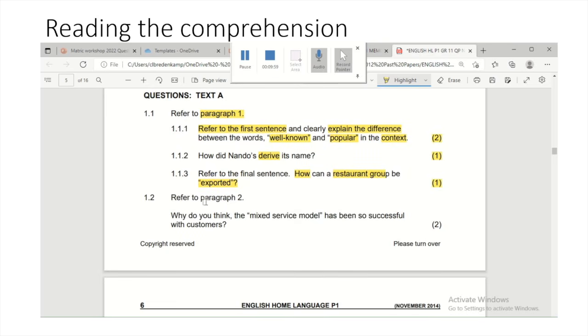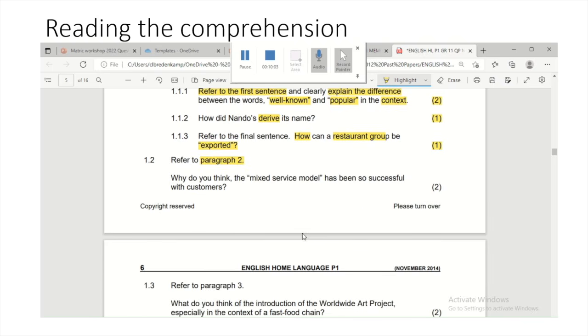Then, 1.2, refer to paragraph 2. This is very important. Why do you think the mixed service model has been so successful with customers, for 2 marks? So it's asking here, why do you think, meaning you need to put it in your own words, this mixed service model has been so successful with customers, for 2 marks. So you need to be able to make 2 points over here, grade 11s. Let's have a look at the memo.